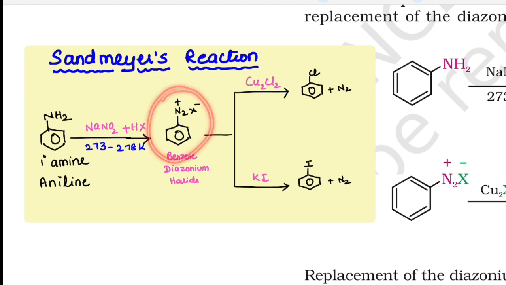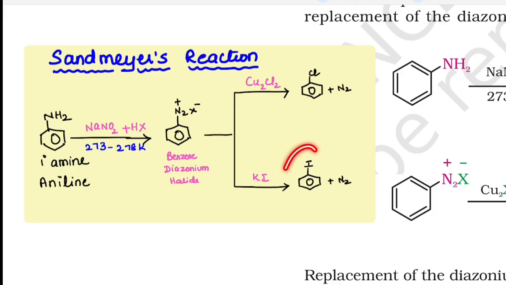When you are treating this with cuprous chloride, the chlorine will be substituted here. You remove this group and place chlorine, so you get chlorine directly attached to the benzene ring. In place of cuprous chloride, if you use cuprous bromide, Cu2Br2, what is the product obtained? Here bromine will be attached. So depending on the reagent, you will get chlorobenzene or bromobenzene. If it is cuprous chloride, chlorobenzene. If it is cuprous bromide, Cu2Br2, then bromobenzene will be formed.